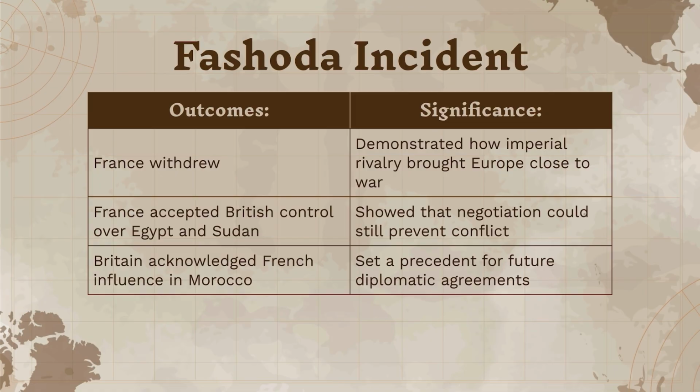But resolution came through diplomacy. French troops withdrew and accepted British control over Egypt and Sudan. In return, Britain acknowledged French influence in Morocco. It was significant as it demonstrated how imperial rivalry brought Europe close to war. It showed that negotiation could still prevent conflict, and it set a precedent for future diplomatic agreements.